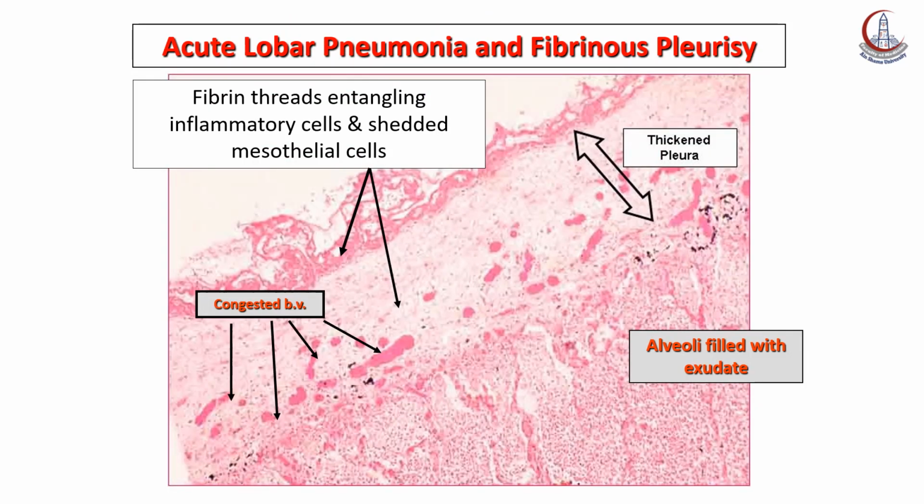What about the covering pleura? There is marked thickening of the covering pleura. That marked thickening causes what is called fibrinous pleurisy. There is congestion of the blood vessels with marked deposition of fibrin threads in the pleural membrane.